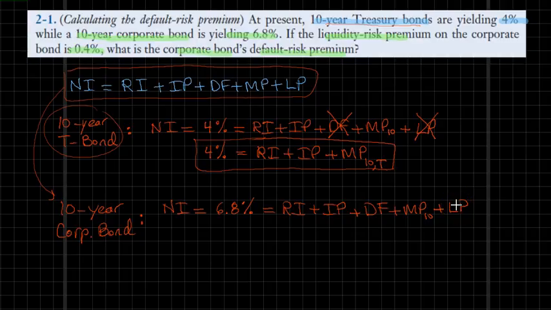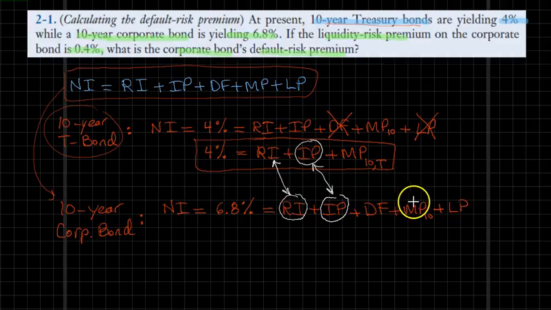Now let's sit back and try to observe a couple of things. First of all, the real interest mentioned here is the same as the real risk-free interest mentioned in the 10-year treasury bond. Also the inflation risk premium, because inflation is an economy-wide, macroeconomic concept, these two figures are also equal. And finally, check this out. The maturity risk premium for the corporate bond and the treasury bond are also equal. Why would that be? Because both securities have a lifetime of 10 years. So as a result, these two are also equal.